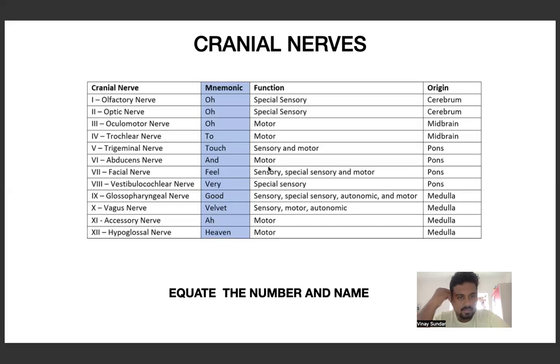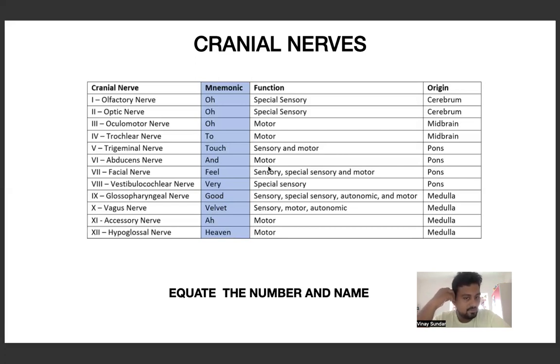Now, in between, trigeminal nerve, all of us have heard of the trigeminal nerve. It's a mixed nerve, meaning it can be sensory as well as motor. Now, the 8th is the vestibulocochlear nerve. It's a special sensory nerve. It usually helps in maintaining balance. Then you have your glossopharyngeal nerve. It's special sensory, autonomic, as well as motor. So general sensation as well as taste. Then you have your vagus nerve, sensory, motor, and autonomic, which is the 10th cranial nerve.